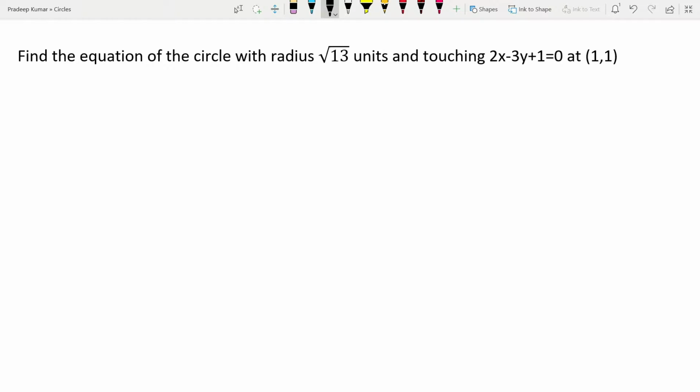Let's read the question. Find the equation of the circle with radius √13 units and touching 2x minus 3y plus 1 equal to 0 at 1, 1. Let us understand this question by taking the figure.